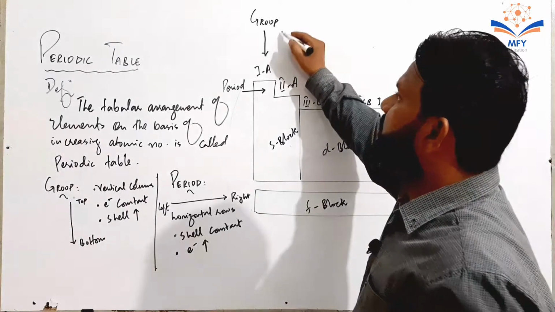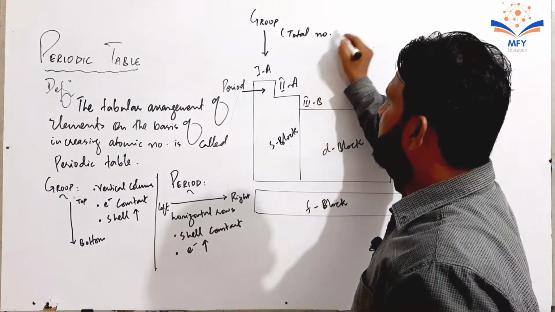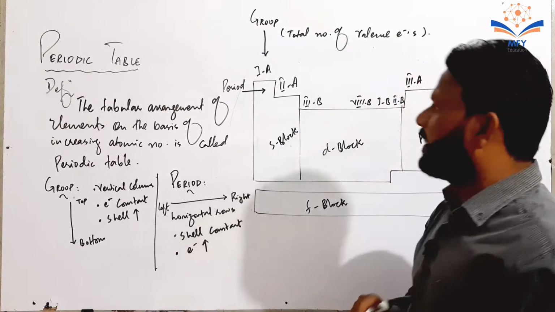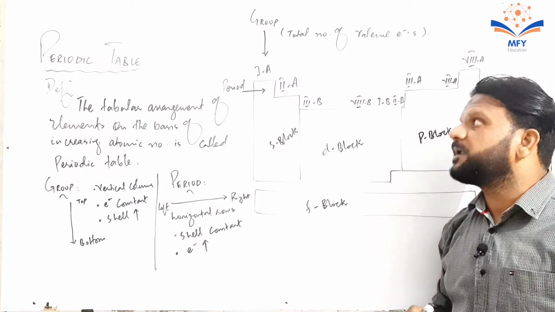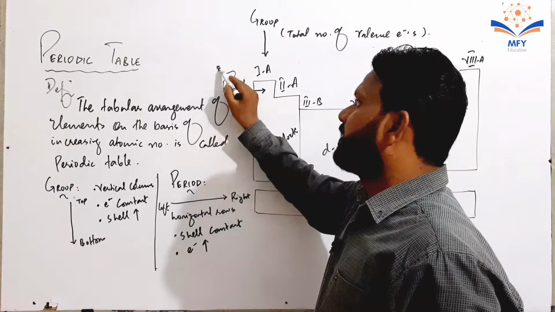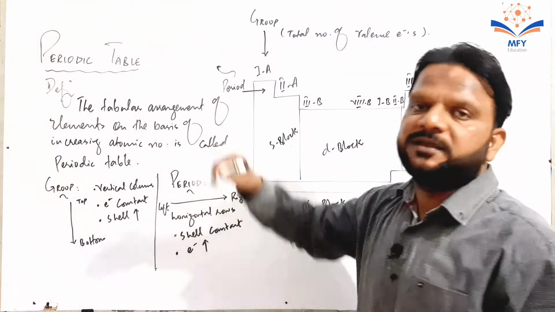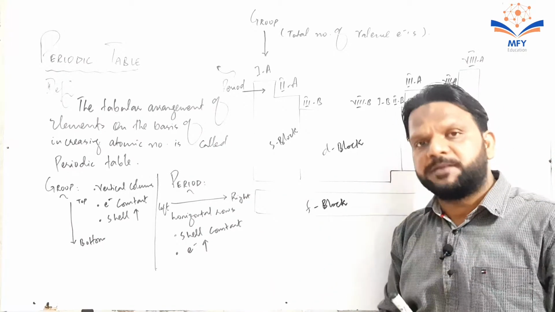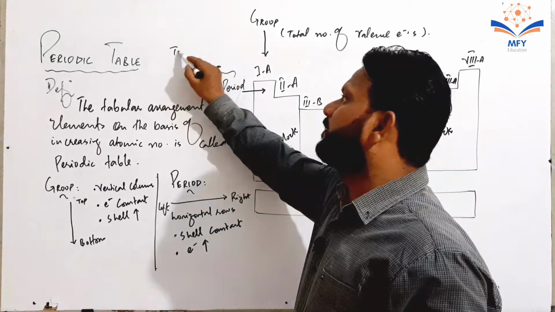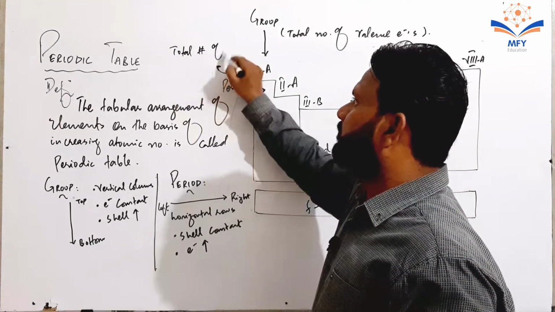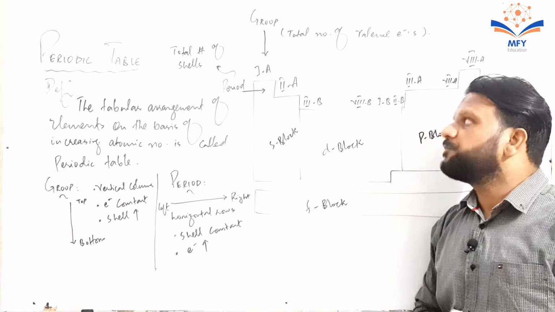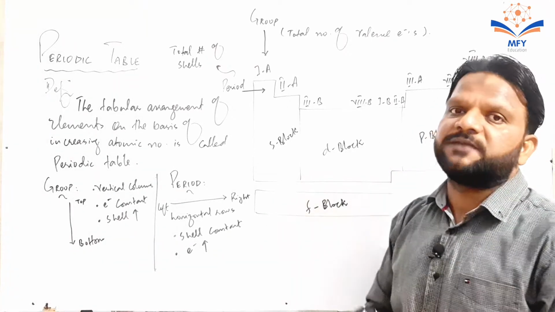Group number represents the total number of valence electrons, while what does the period number represent? The period number represents the total number of shells. The period number is denoted by the coefficient. If we write the electronic configuration of any particular element, the highest coefficient represents the period number, and the period number represents the total number of shells. It means that the group number represents the total number of electrons in the valence shell.